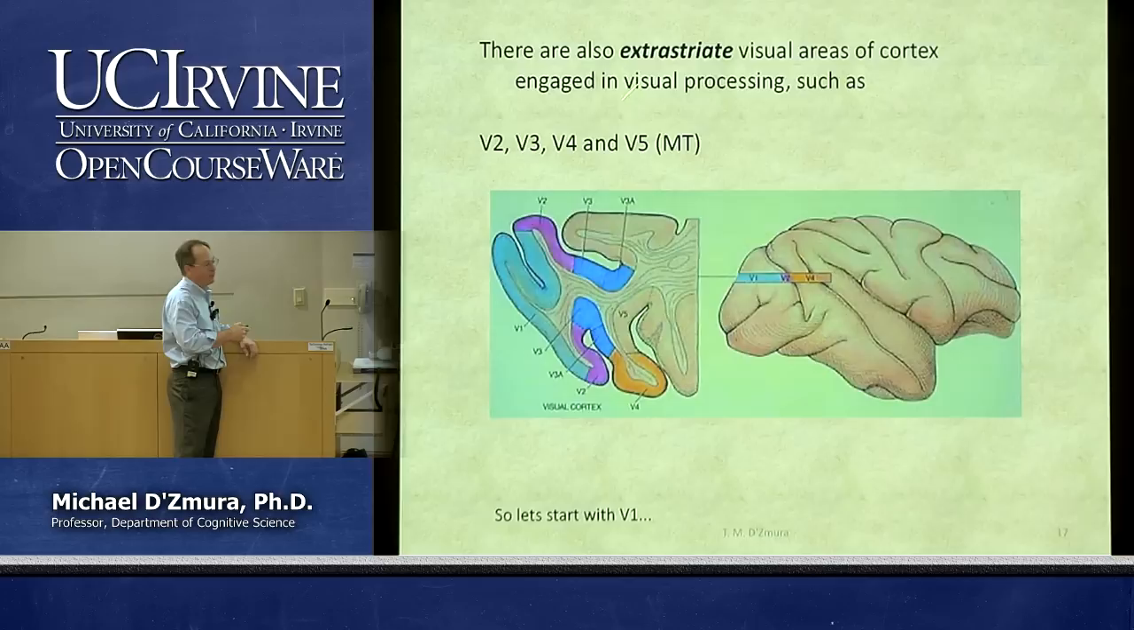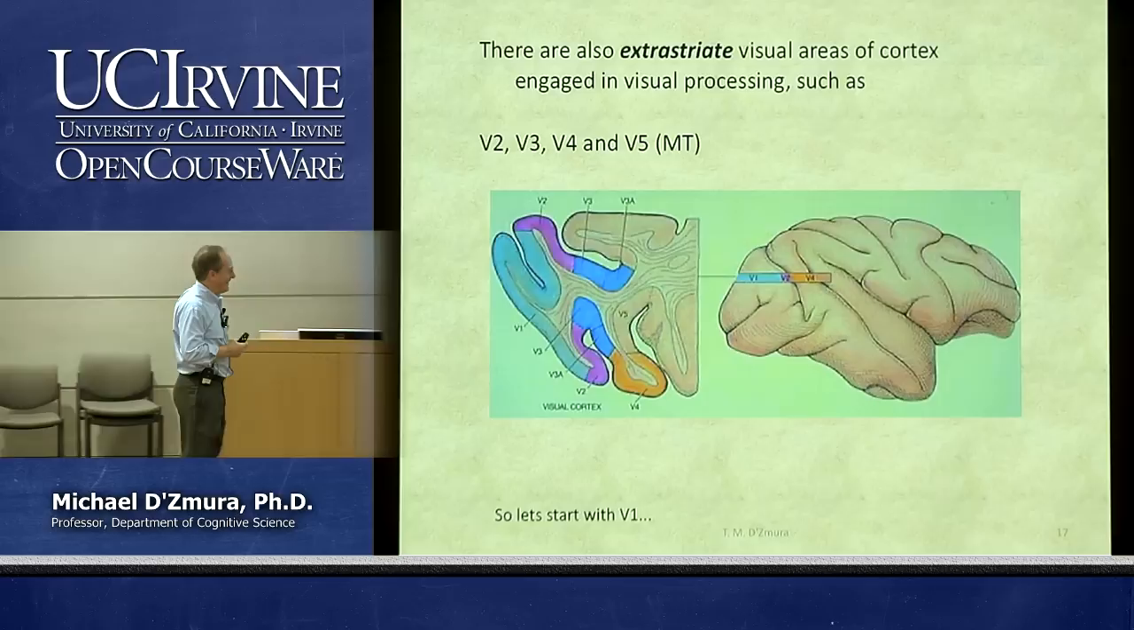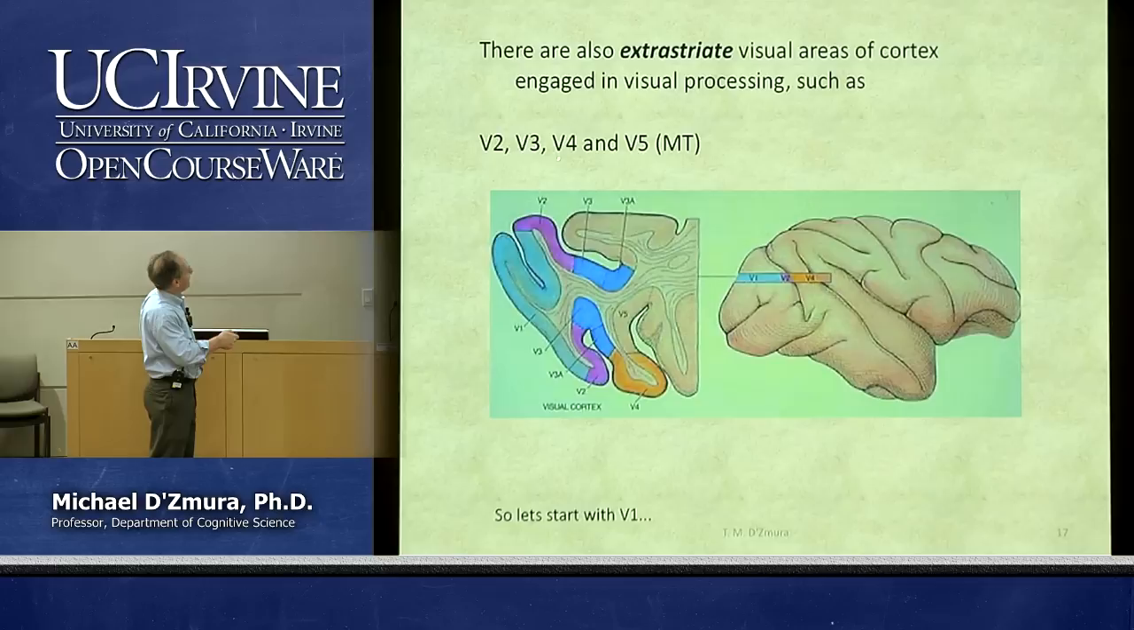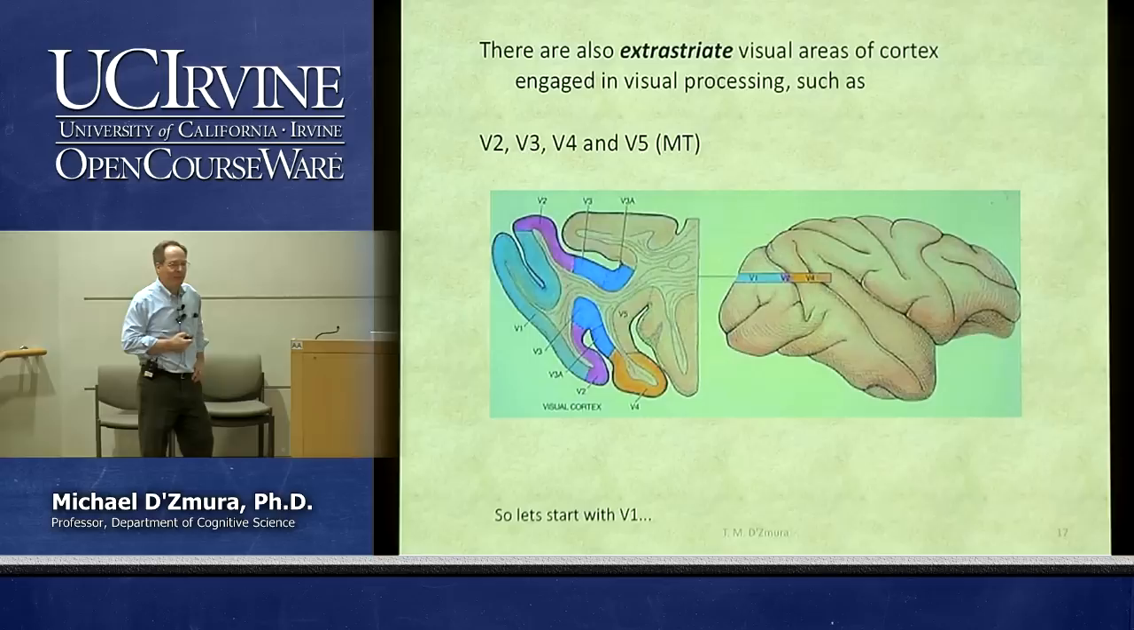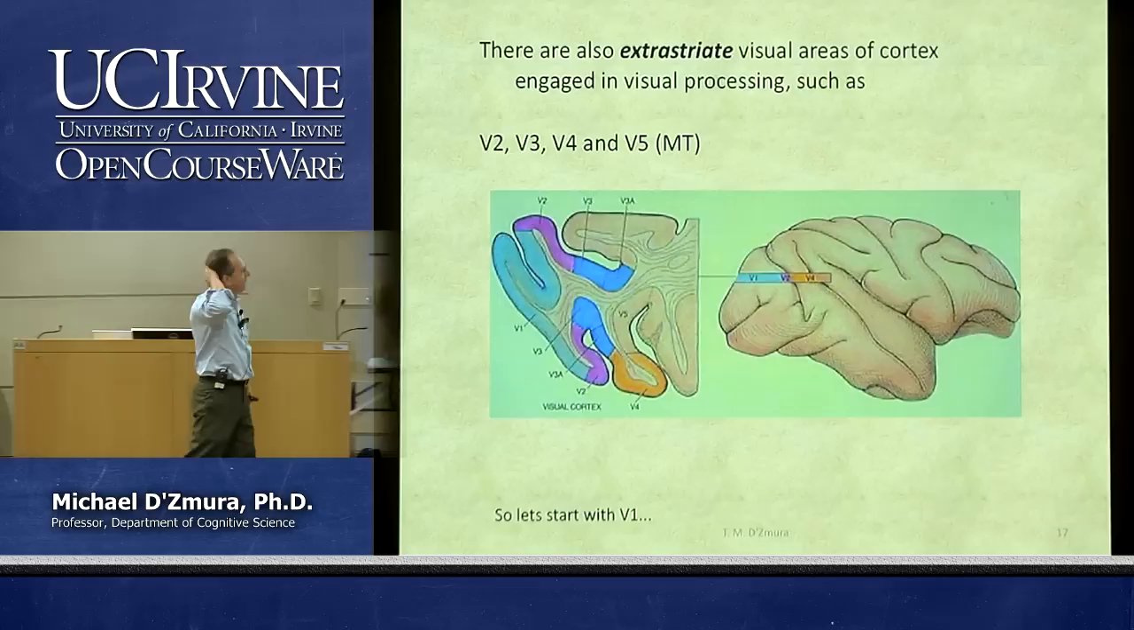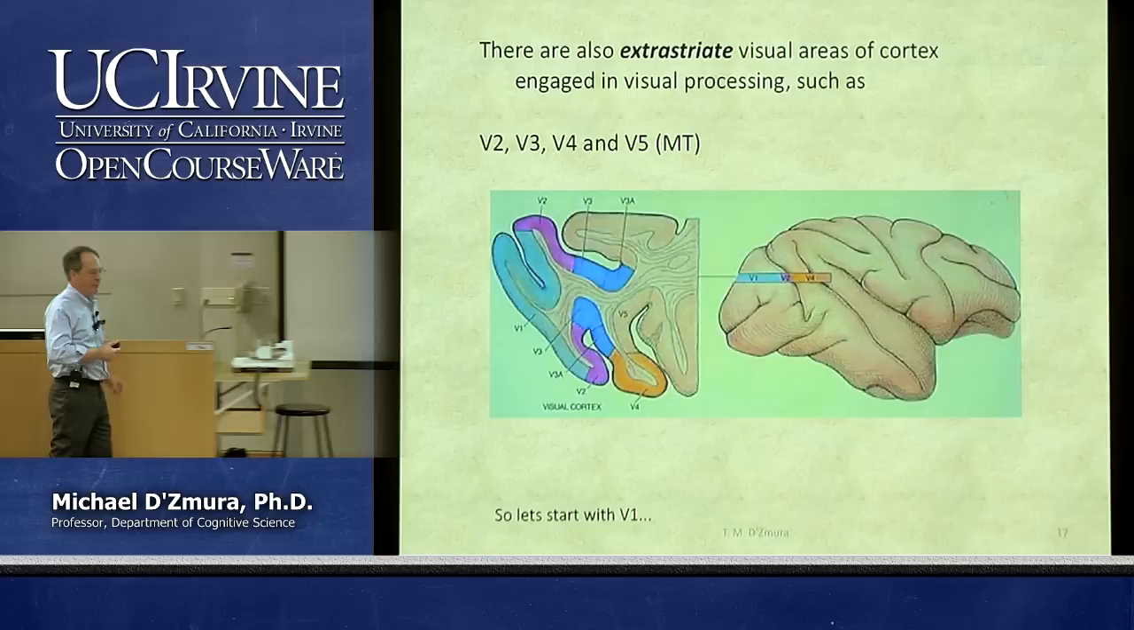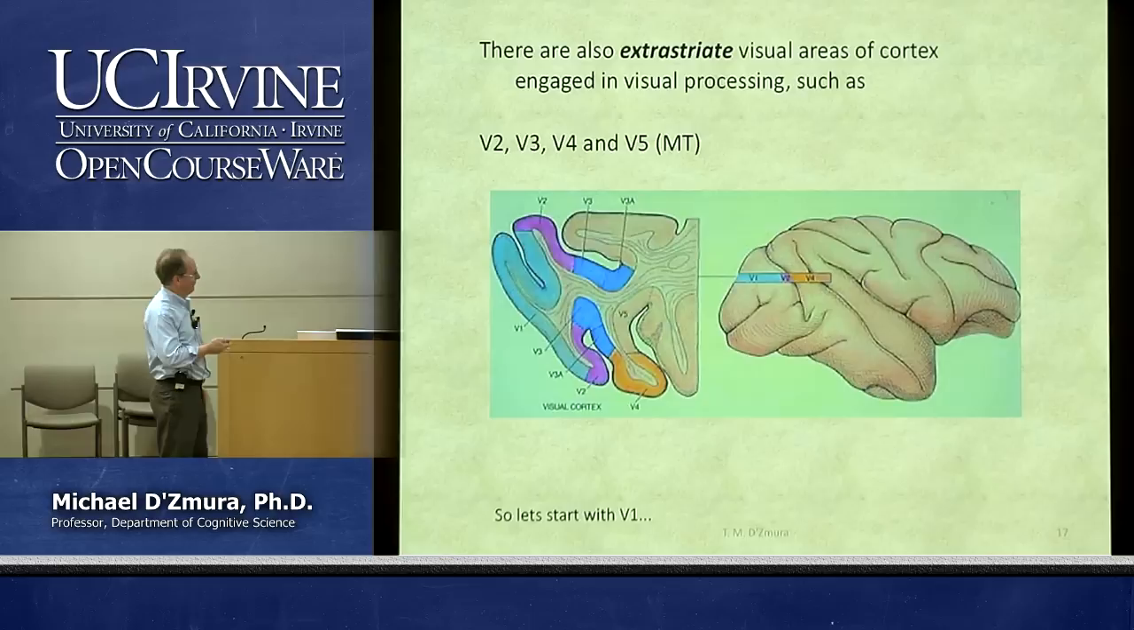And V5 in some species is called MT, and in our species it's called human MT. So if I were to say this for humans, it would be V2, V3, V4, and human MT, V5. And these are all areas of the brain that are very close, at the back of the head, very close to area V1, that are processing visual information. And we sort of want to know what all of these things are doing to help us see. So what about V1? Let's see where the neurons go there.